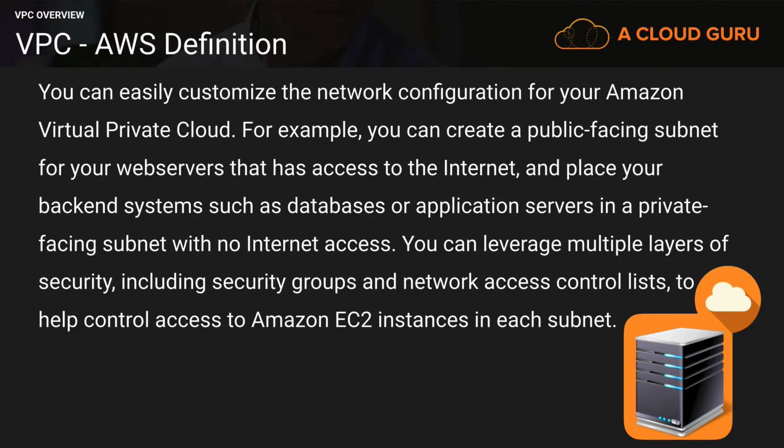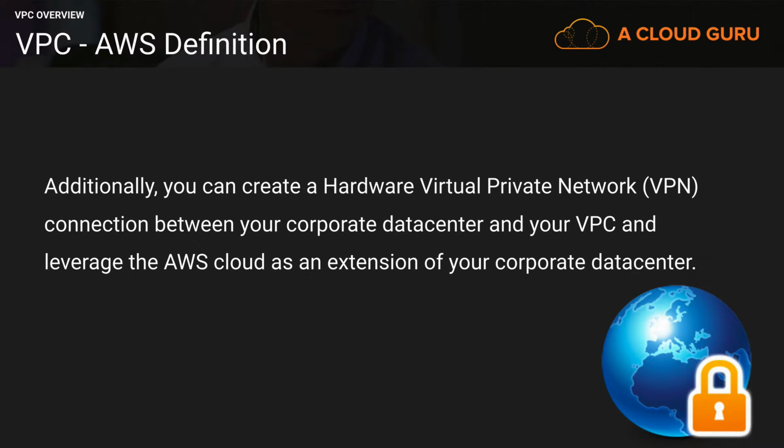You can easily customize the network configuration of your Amazon Virtual Private Cloud. For example, you can create public-facing subnets for your web servers that have access to the internet, and place your back-end systems such as your databases or application servers in a private-facing subnet with no internet access. You can leverage multiple layers of security, including security groups and network access control lists, or NACLs as I like to call them, to help control access to Amazon EC2 instances in each subnet. And we'll go through a network diagram in one more slide. Additionally, you can create hardware Virtual Private Network, or VPN, connections between your corporate data centers and your VPC and leverage the AWS cloud as an extension of your corporate data center.